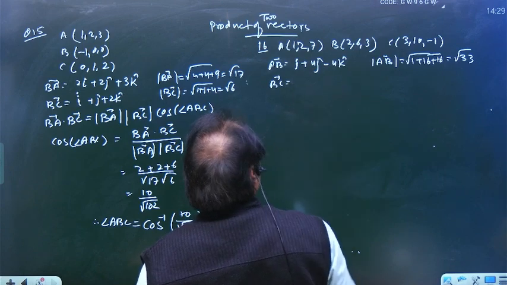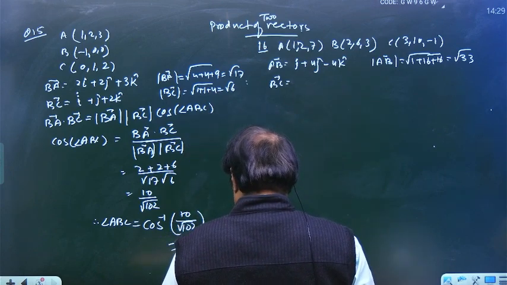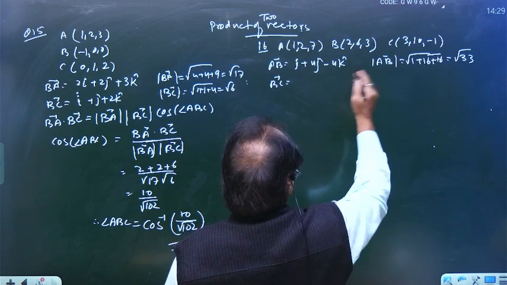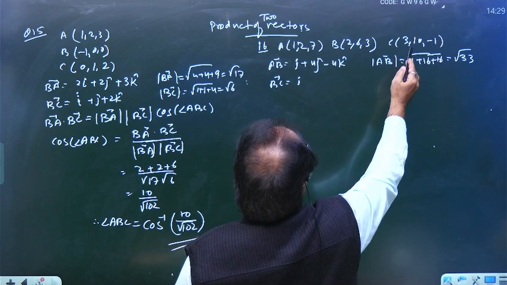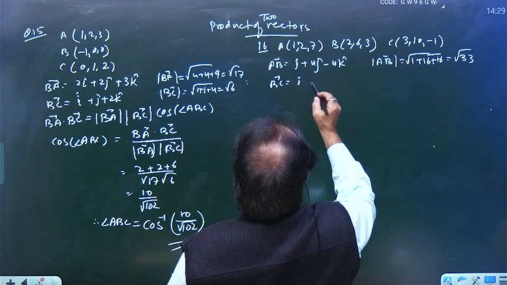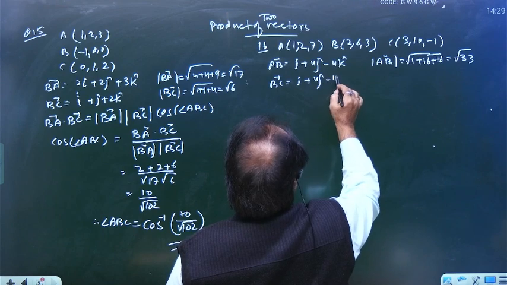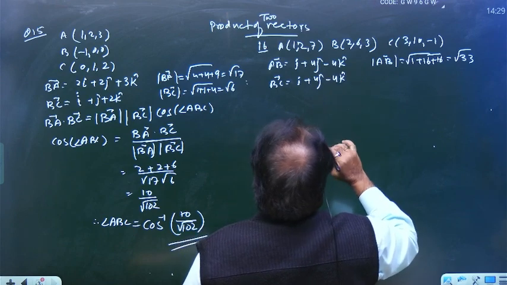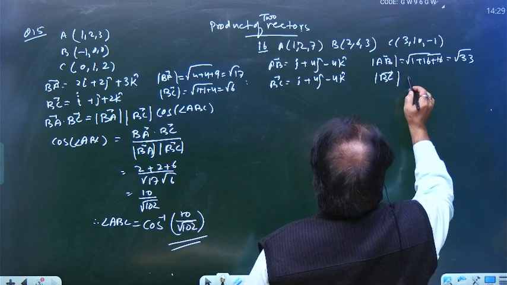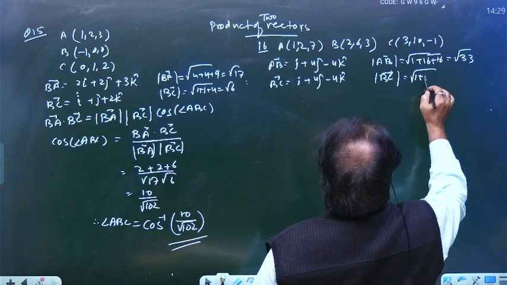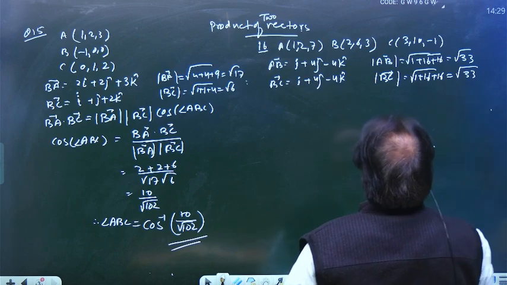BC means C minus B. So 3 minus 2, that is i cap. I am writing directly. And 10 minus 6, that is 4 j cap, and -1 minus 3, that is minus 4 k cap. Now find the magnitude of BC. So magnitude of BC is 1 plus 16 plus 16, that is root over of 33.